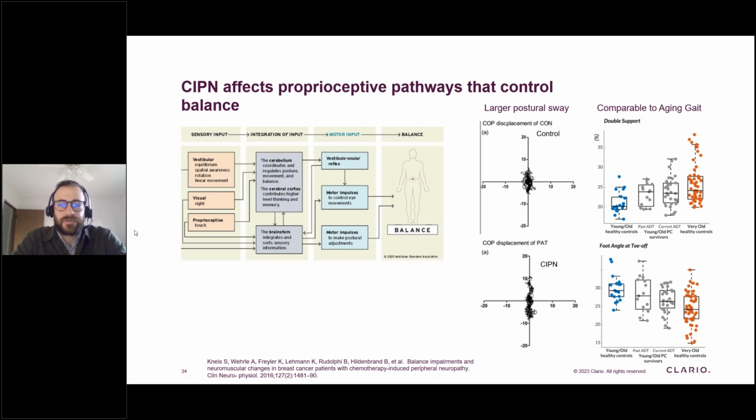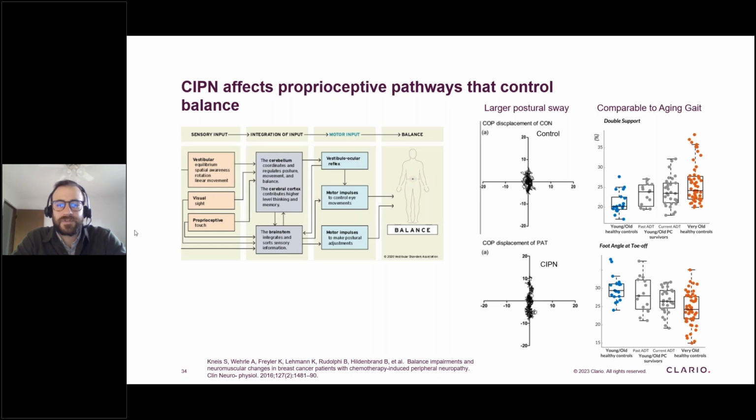So the top graph shows that cancer survivors who received therapeutic intervention tend to spend more time in double support phase, so that's when two feet are supporting the body during walking, compared to healthy controls. And this type of compensatory pattern is visible in very old populations who spend more time in double support to preserve balance and mitigate fall risk.